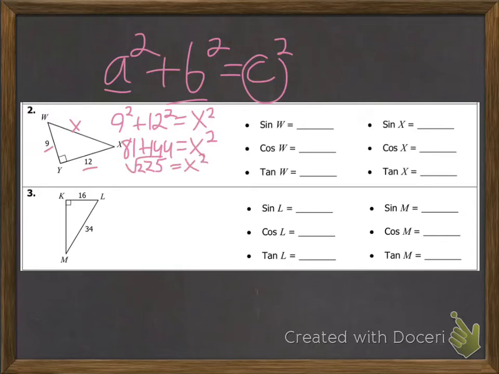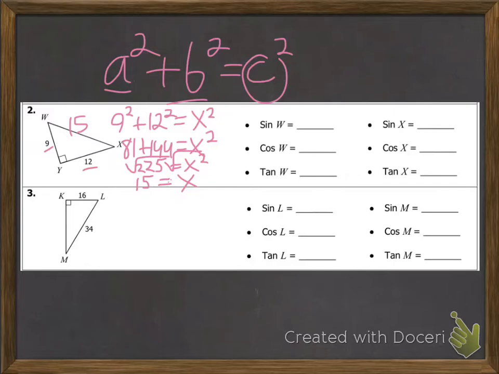And then lastly, you do the square root on both sides, and your missing side is going to be equal to 15. So I'm actually going to erase this little x right here and put 15. Alright. There we go. So now let's put all of our trig ratios.